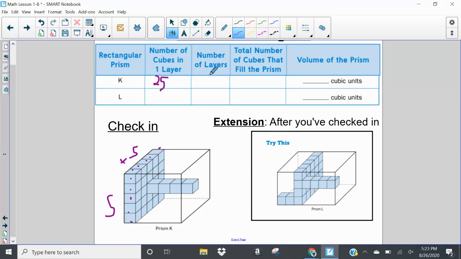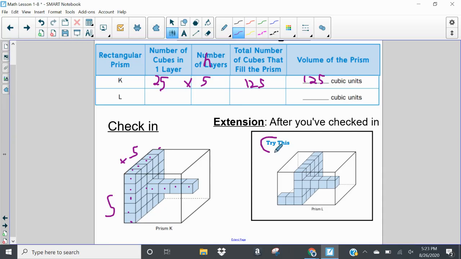How many layers would fit? Or think of this as your height. How many? 1, 2, 3, 4, and then there's one on the bottom that it's stacked up on, isn't it? So that would be a total of how many? That's right, 5. Multiply that together and you get 25 times 5, which is 125 cubes, which means that there would be 125 cubic units.